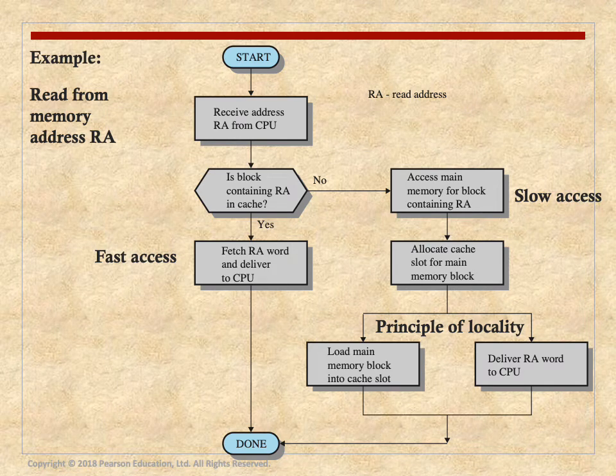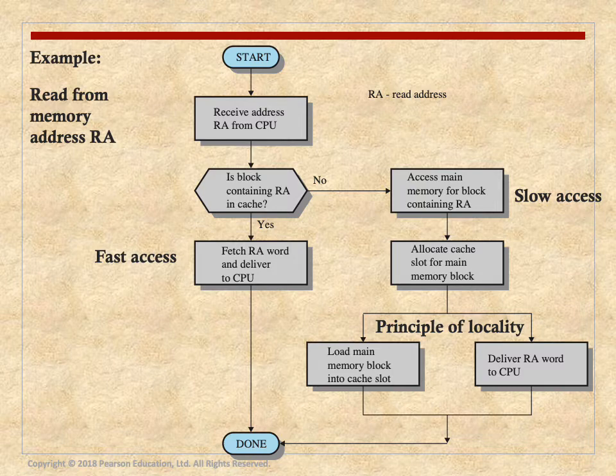The following diagram summarizes what happens if the processor tries to read a word that is either contained in the main memory only or also in the cache. At the start, the processor wants to read from the memory address RA. Now it will identify to which memory block the address belongs, and it will determine the tag of the memory block. If the tag can be found in the cache, then the corresponding memory block is also contained in the cache. In this case, a fast access is possible. The word at memory address RA can be fetched from the cache and delivered to the CPU, and we are done.